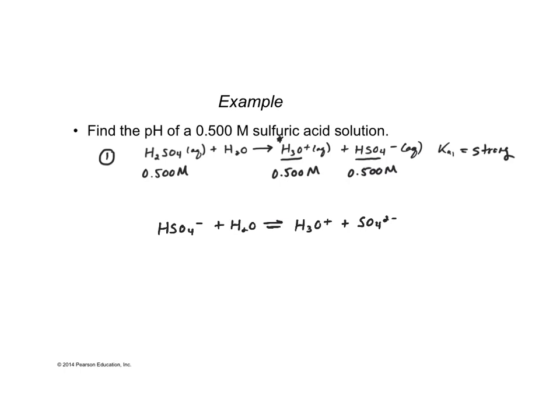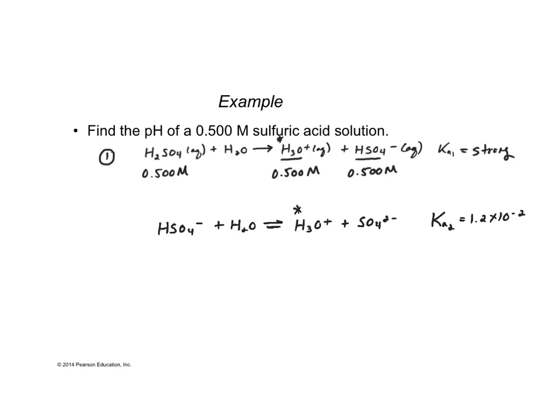Okay, so now this guy has a Ka. This is Ka2. It is not strong. It has an actual value of 1.2 times 10 to the minus 2. So now we have a weak acid equilibrium, we have a Ka, we have some initial concentrations. How are we going to go about solving this problem? Again, we're trying to find H3O+ at equilibrium.